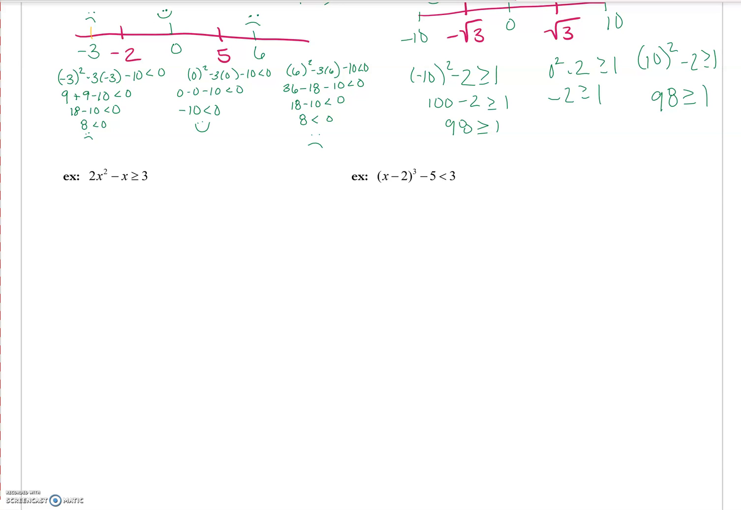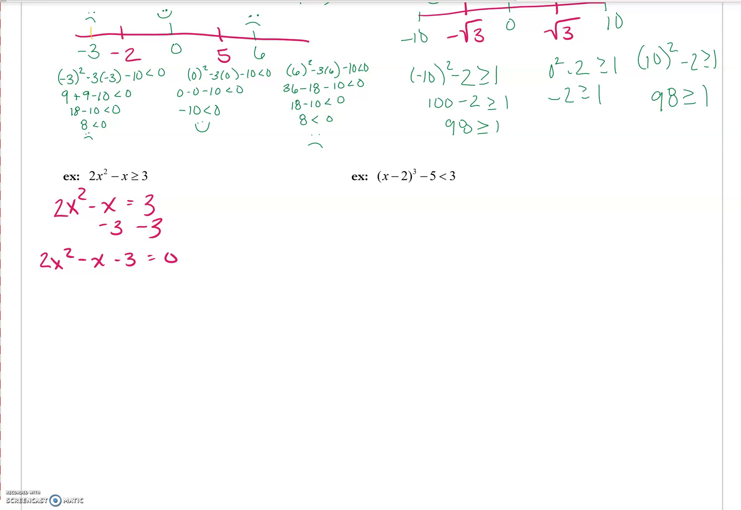Again, I see a quadratic here, meaning I would have to solve the related equation and then test my answers on a number line. So my related equation is going to be 2x squared minus x equals 3. At this point, I notice that there are two variable occurrences. So that means at some point I'm probably going to have to factor or use the quadratic formula. I can only do that though if the equation equals 0. This does not equal 0, it equals positive 3. So I'm going to start by subtracting 3 on both sides. Then I would get 2x squared minus x minus 3 equals 0.